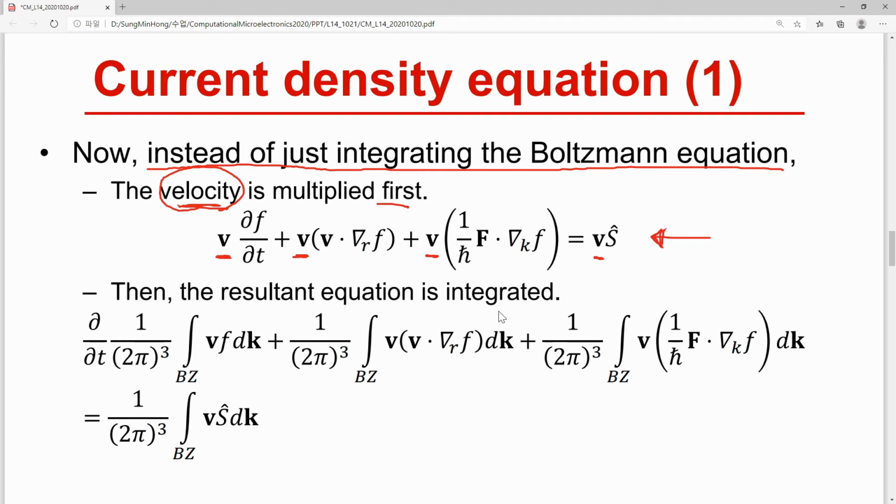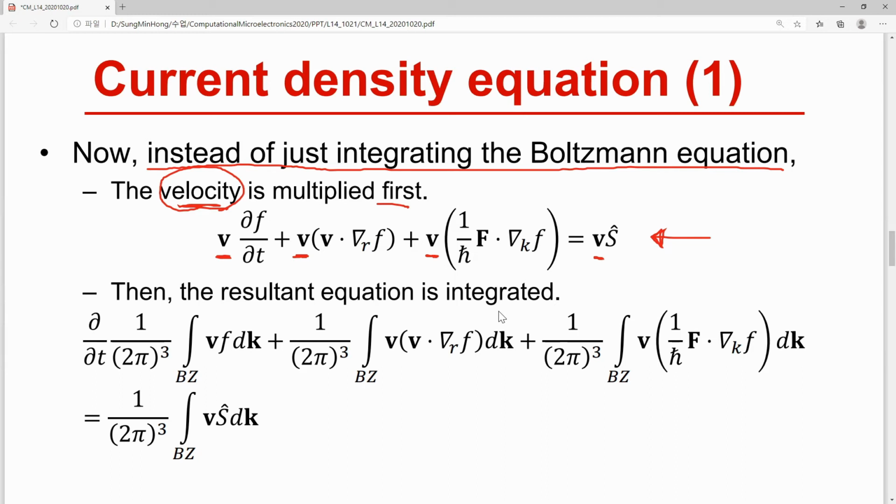But maybe you can ask why we have to multiply by velocity instead of, for example, energy or mass, or any kind of physical information that can be multiplied into the Boltzmann transport equation. In principle you are right, you can do anything. You can multiply any quantity into your Boltzmann transport equation and take the integration over momentum space. That is just a recipe.